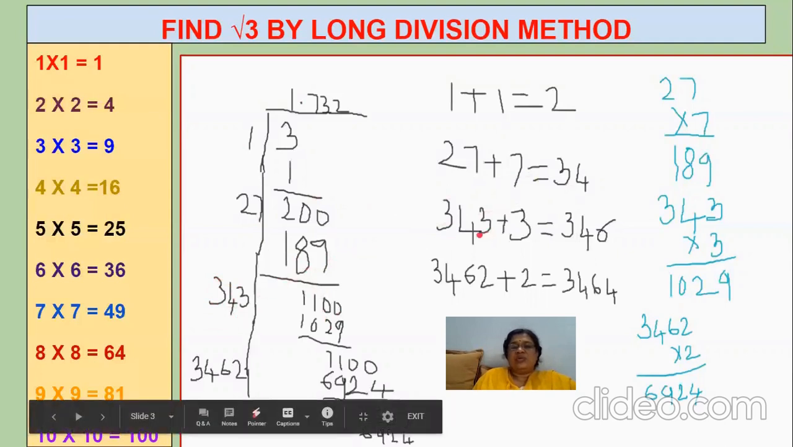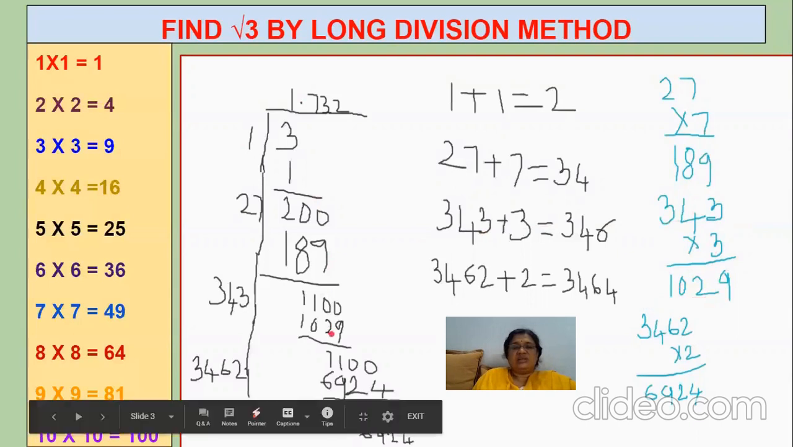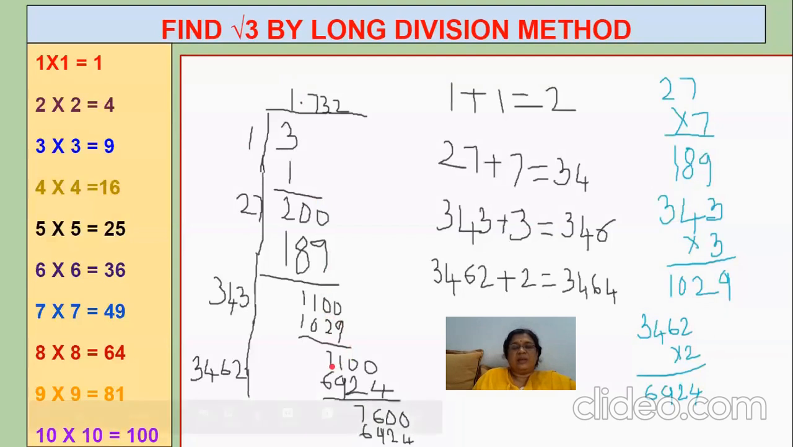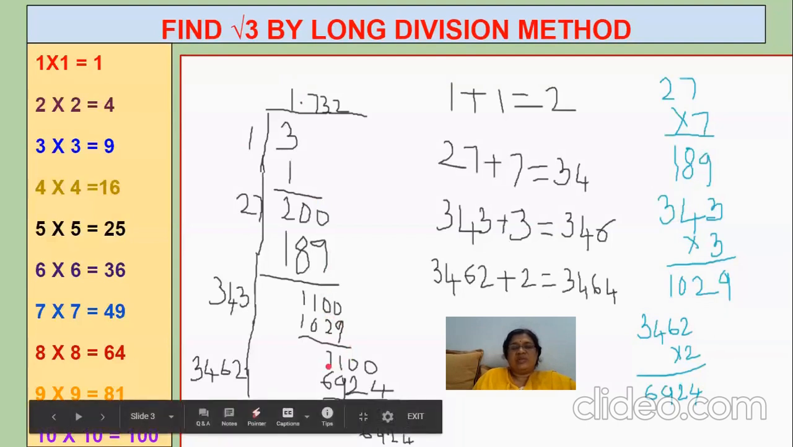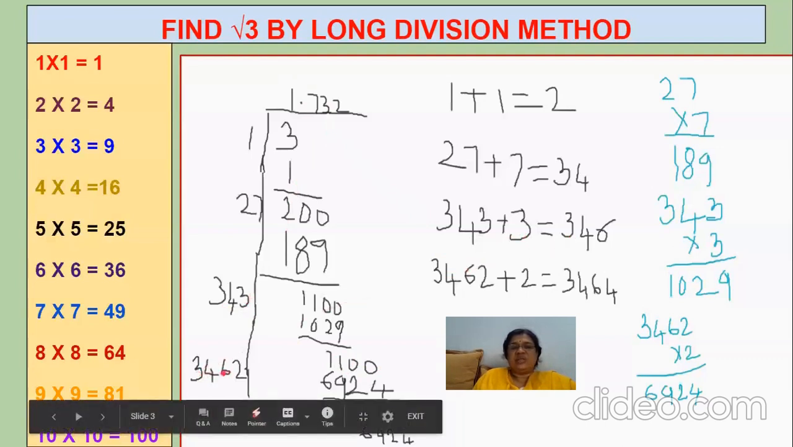So when you place 3, you have to multiply with 3 only. So you'll get the answer as 1029. Say like this. When you subtract, you'll get 11 again. This is 7,100. So these are 2 zeros I kept here like this. So when you add this 343 plus 3, you'll get 346. So you have to put 346 like this.